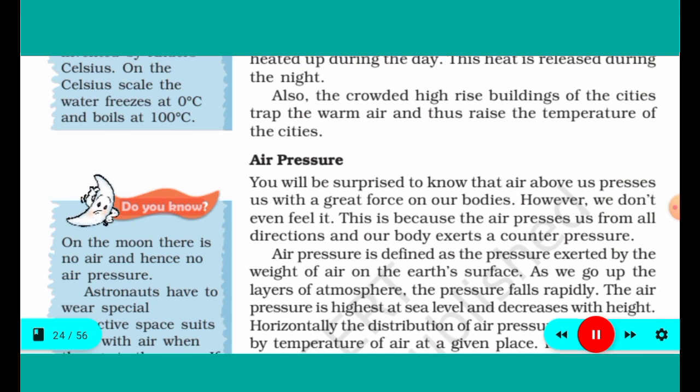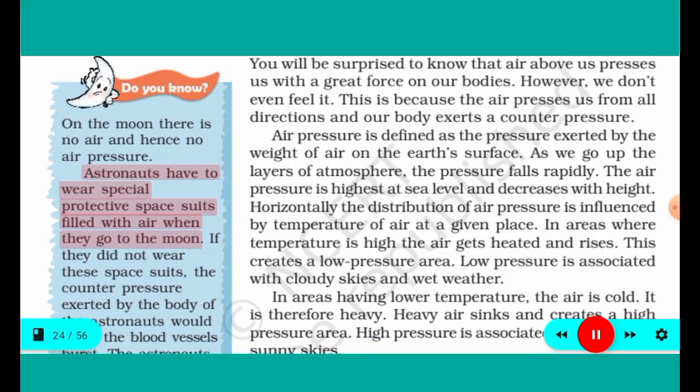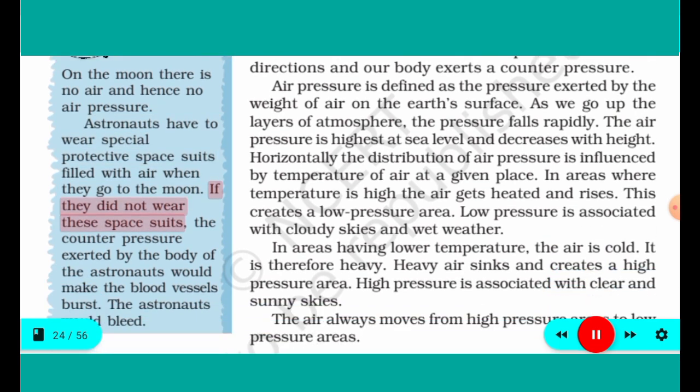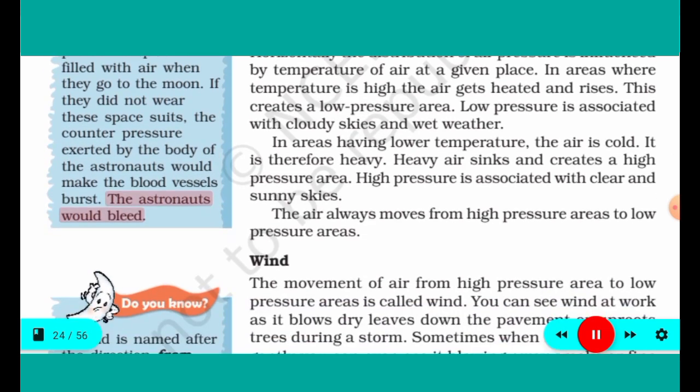Do you know? On the Moon there is no air and hence no air pressure. Astronauts have to wear special protective spacesuits filled with air when they go to the Moon. If they did not wear these spacesuits, the counter-pressure exerted by the body of the astronauts would make the blood vessels burst. The astronauts would bleed.